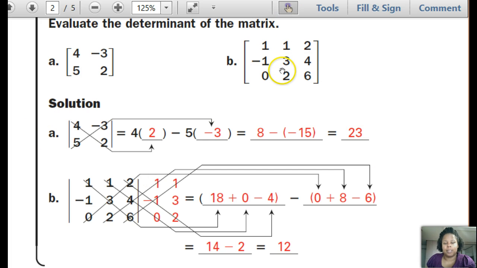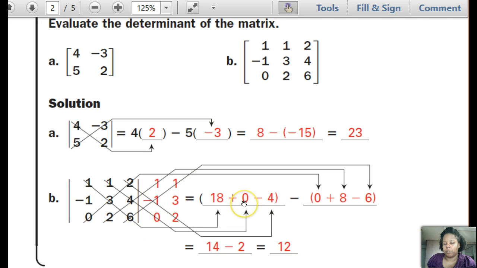To do the 3 by 3 matrix, remember it's 3 by 3, so we're going to rewrite the first two columns, negative 1, 0, 1, 3, 2, and then we're going to perform our series of diagonal multiplication products. 1 times 3 times 6, which is 18. 1 times 4 times 0, which is 0. 2 times negative 1 times 2, which is negative 4. And then we're going to start from the bottom left and go up: 0 times 3 times 2, which is 0. 2 times 4 times 1, which is 8. And 6 times negative 1 times 1, which is negative 6.